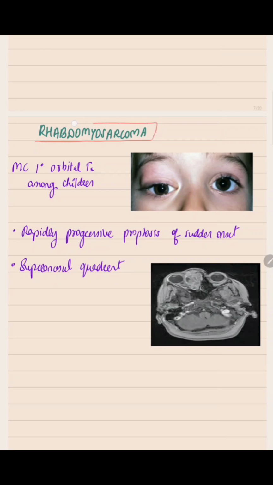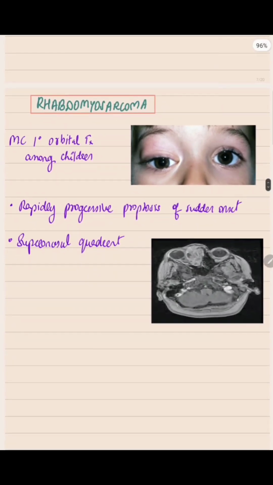Next is rhabdomyosarcoma. Rhabdomyosarcoma is the most common primary orbital tumor among children. It usually occurs below the age of 15 years, in 90% of the patients.